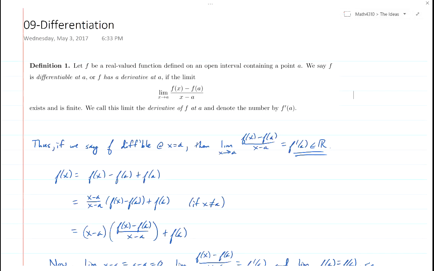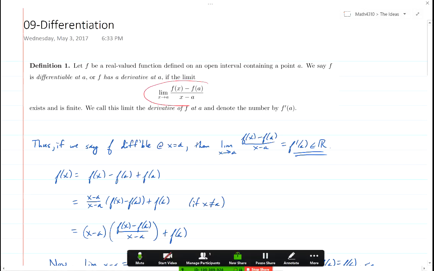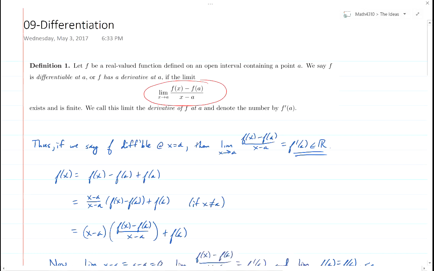So I just showed the definition of what it means for a function to be differentiable at x equals a, and it's in terms of a limit of a ratio. You might be familiar with this from undergraduate calculus. I hope that you're familiar with it. We take the limit as x approaches a of f of x minus f of a over x minus a.